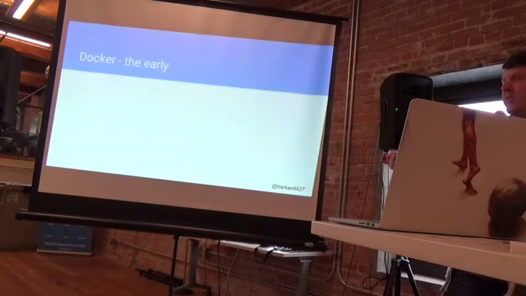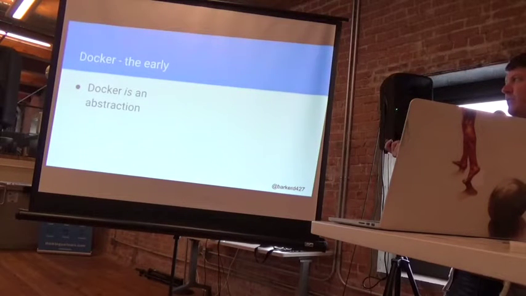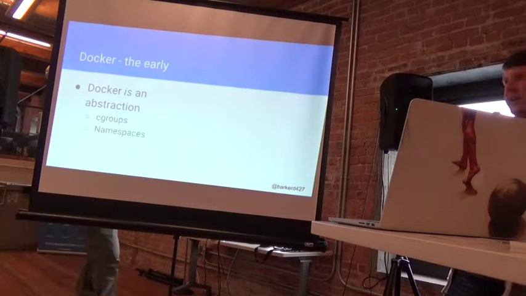So in the early days, I started in like 2013. It was really awful. It was RHEL 6. There were kernel panics constantly. Docker is an abstraction, so it's really just cgroups and namespaces. I assume everybody knows that.